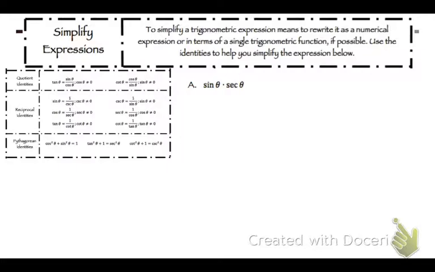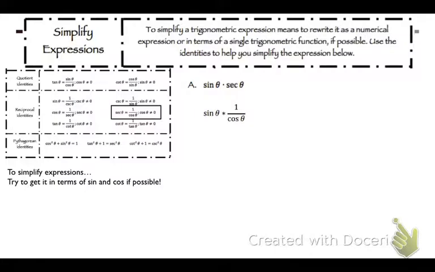This is when we're going to use all of our fundamental identities. To simplify an expression means to rewrite it as a numerical expression or in terms of a single trig function, if possible. And we're going to use the identities to do this. My biggest thing here is we want to always try and get it in terms of sine and cosine if possible. So sine of theta, that's already sine of theta, but secant of theta is the same thing as 1 over cosine. So I'm just going to rewrite this as sine of theta times 1 over cosine of theta.